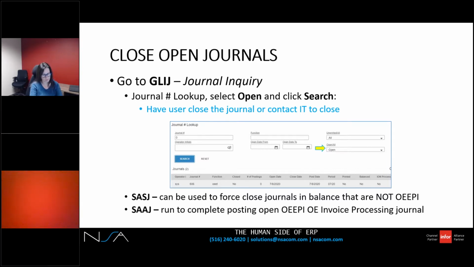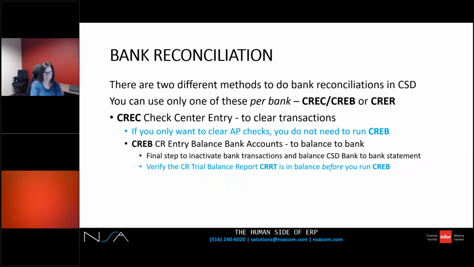We've seen this happen sometimes when OEEPI is running, and then the system does a brownout, or some kind of power glitch, or the backup starts and it steps all over OEEPI, and then OEEPI just hangs out there. You don't force close it in SASJ. You use SAAJ to recover it. You cannot use SAAJ for any other open journals. It is only used for order entry, OEEPI, journal recovery. Excellent question.